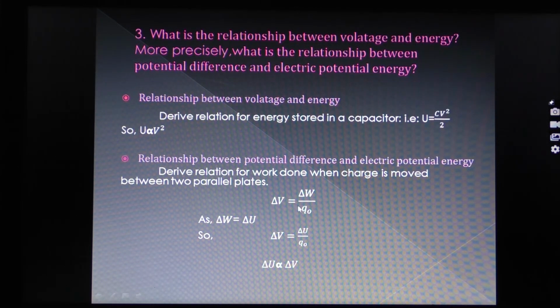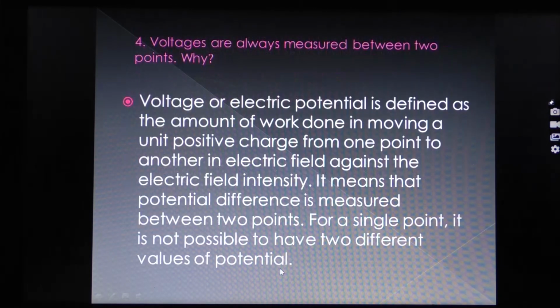All right, and from this relation we also know that delta W, this work done, is stored in the form of energy known as electric potential energy. So here we can use delta V is equal to delta U over Q naught. So what does it mean? It means that delta U is directly proportional to delta V. These two are depending on each other.